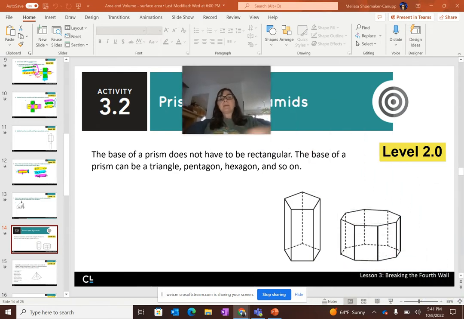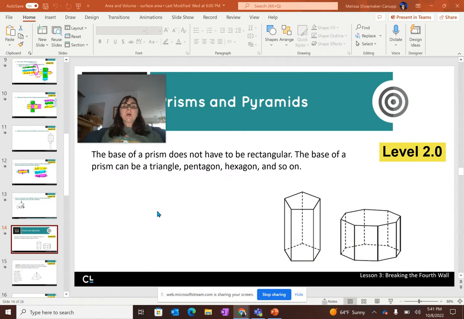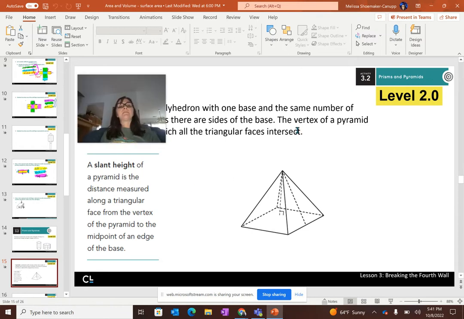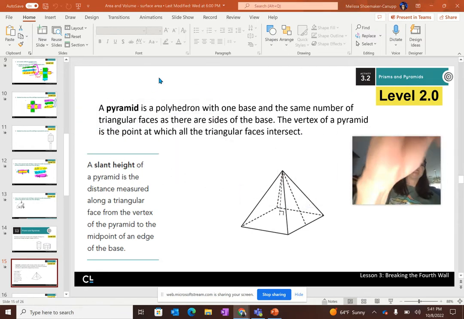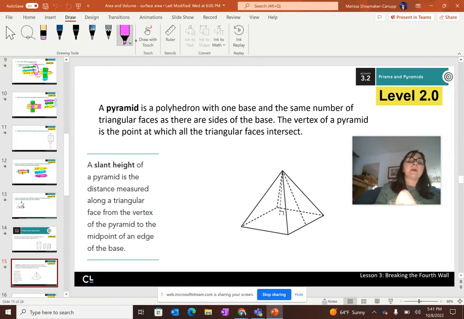And I don't know why I can't get myself to move out of the way. There we go. So once again, we're kind of reviewing our nets. And so go ahead and find this page in your packet. Goodness gracious.